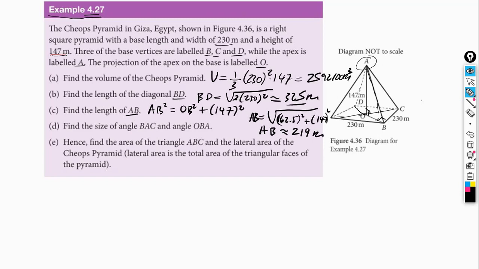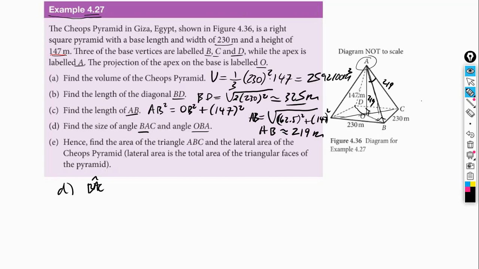For part D, it says find the size of angle BAC and angle OBA. So let's start with angle BAC. Angle BAC is this one. Notice that we have this length, right? We just found it. This is 219 because it's the same as this one, which is also 219.